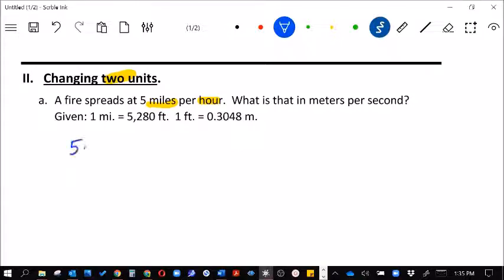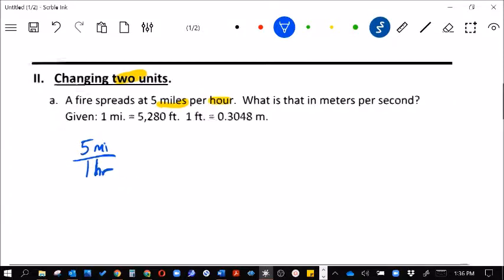So 5 miles per 1 hour. A fire spreads at that speed. 5 miles per hour doesn't give you a sense of how fast that is. Is that a slow move or a fast move? Fires are always dangerous, but is this so dangerous that it would catch up to you really fast if you were running away from it?